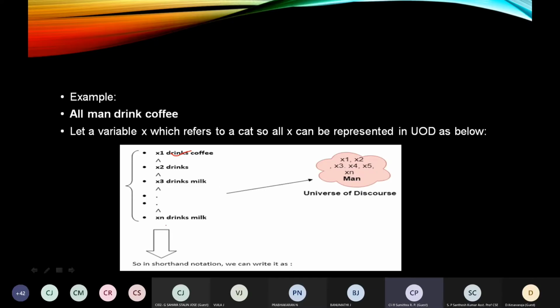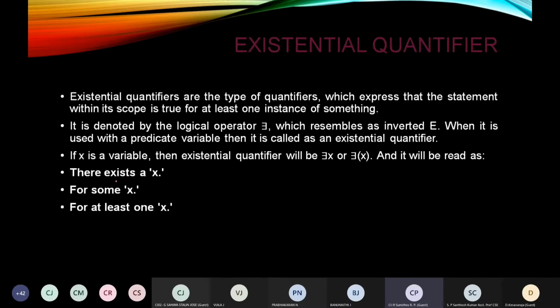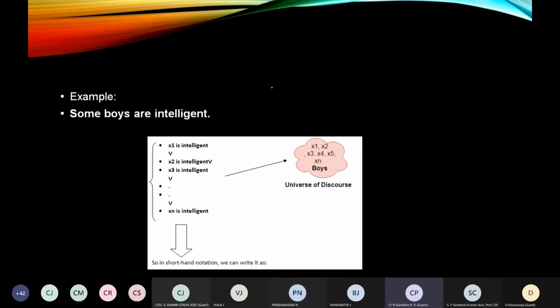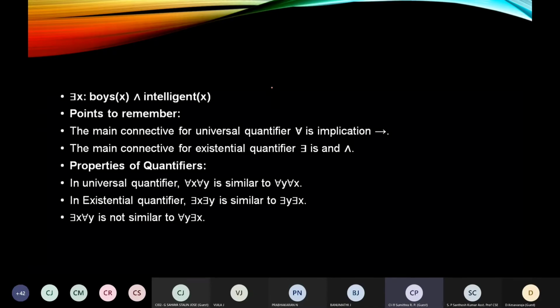So you can represent it in a separate way, but in an easy way you can represent for all X, drinks of X, coffee, something like that. It's a representation. Similarly, there exists, or for some, or at least one. You can represent X1 is intelligent or X2 is intelligent. Anyone is intelligent. So there exists X, boys of X and intelligent of X.